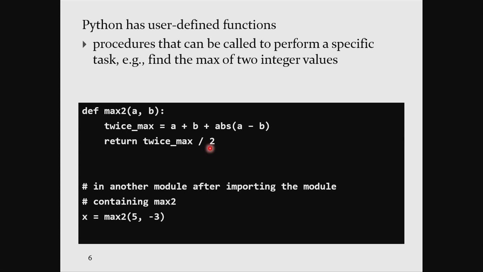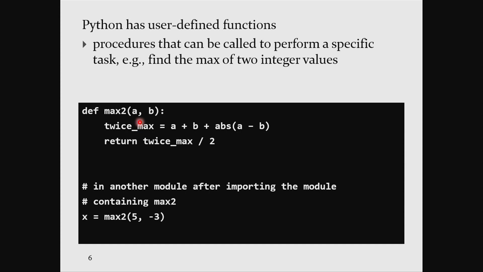Okay, functions. So Python has user-defined functions. You all know that you write def max2, and you get a function called max2. You know in Python that this function has 2 parameters. And you should know that a function is just what's called a procedure. It's just a procedure that can be called to perform a specific task. The reason you write these things is so that you don't have to duplicate the code inside the function over and over again.